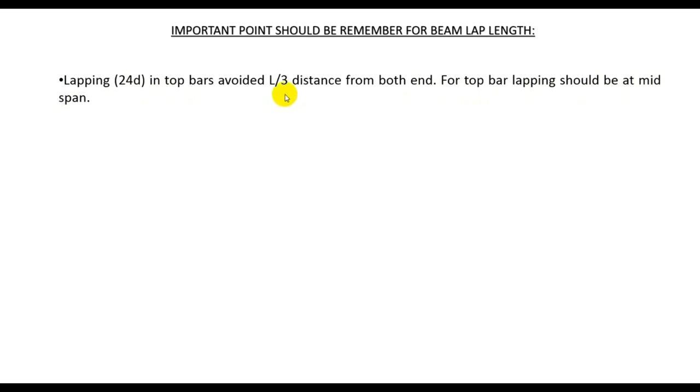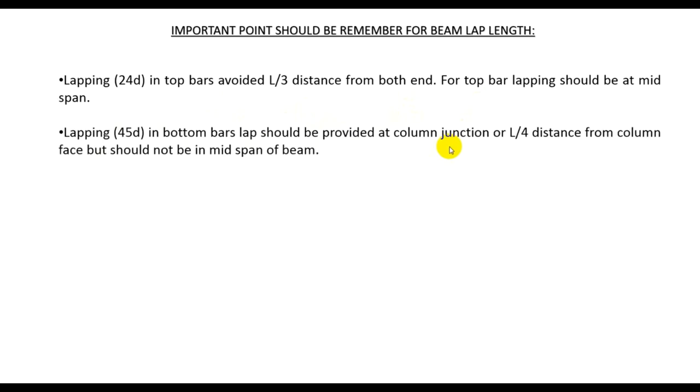Suppose we have a beam. We should use the lap length after one third distance of the total beam length from the column face. So for the top bar, we will use the reinforcement lapping in the middle.